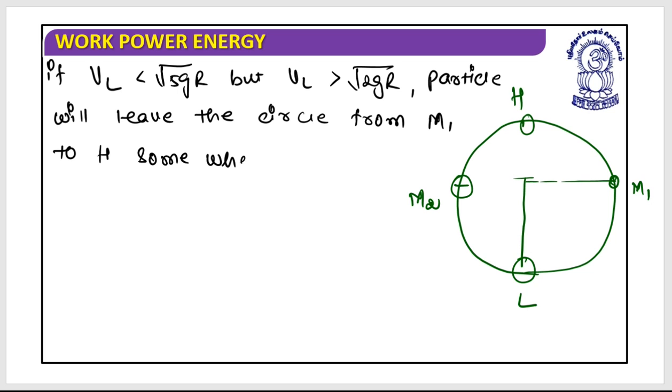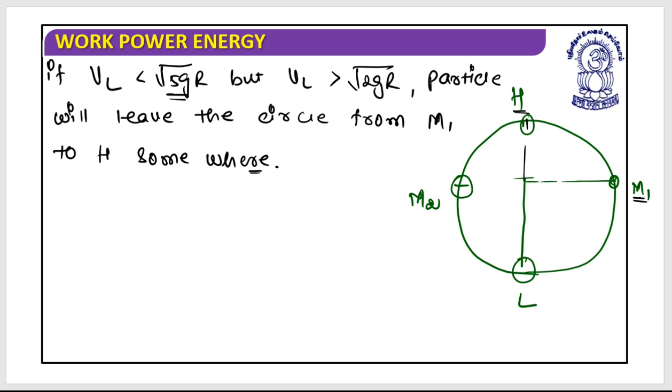That means first thing, if VL is root 5gr, does it complete the looping the loop? Can it complete the one vertical circle? No. So where is it leaving the circle? That means we can say from somewhere in between M1 to H it is going to leave the trajectory. I hope this is clear.